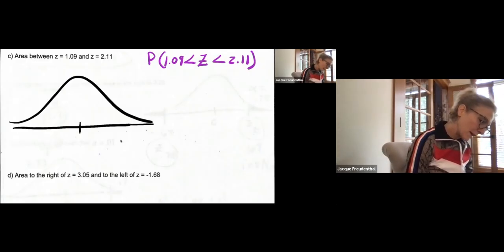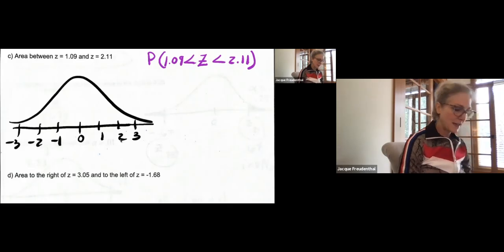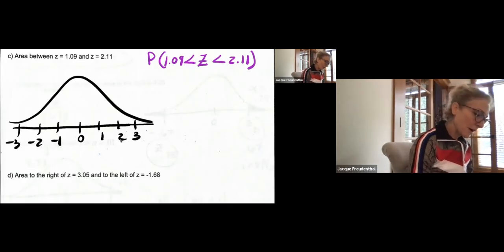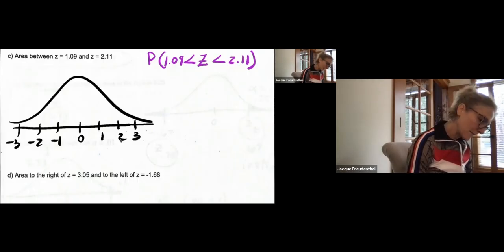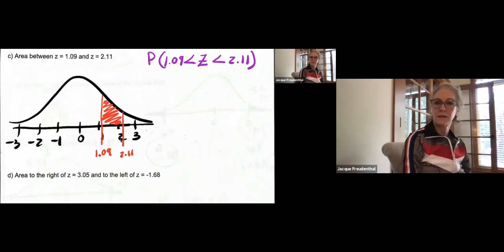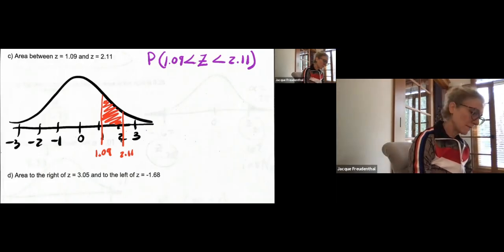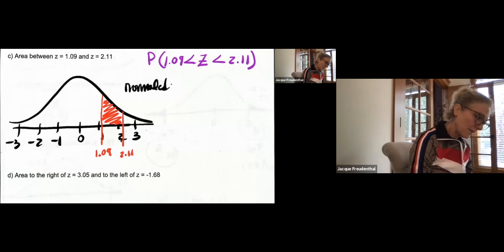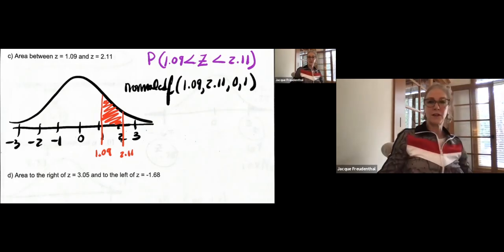So when you draw your graph, this is the Z-score, so I know my scale is 0 in the middle, and then negative 3, negative 2, negative 1, and 0, 1, 2, 3 to the right. So now I can mark on my graph 1.09, and I can mark 2.11, and I want the area between. So your calculator command, normal CDF, the lower is 1.09, the upper is 2.11, the mean is 0, and the standard deviation is 1.